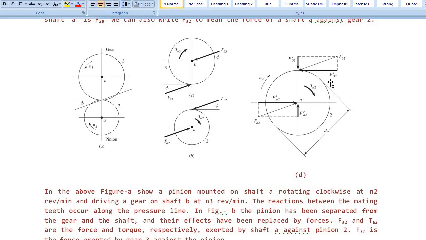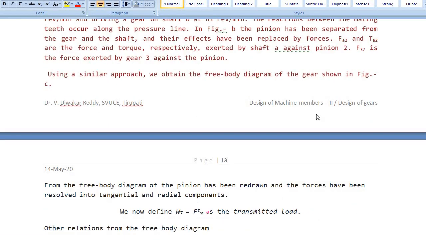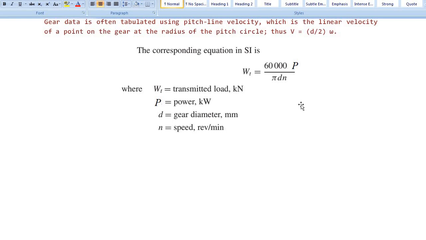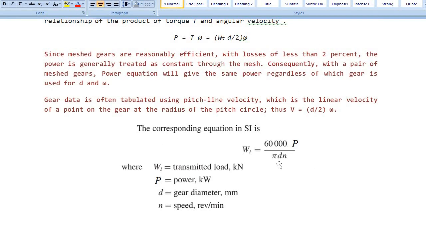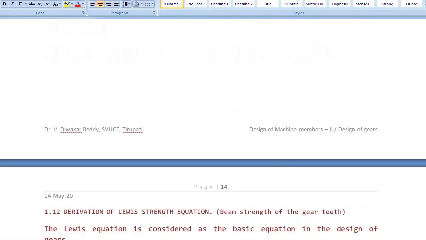So we consider the tangential load acting on the gear. This tangential force is calculated in terms of the power equation: Wt is equal to 60,000 P by 2 pi n, where P is the power in kilowatts, D is the gear diameter in mm, and n is the speed in revolutions per minute.